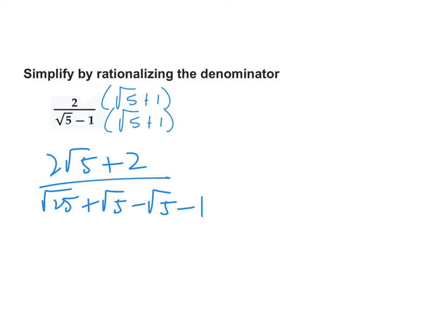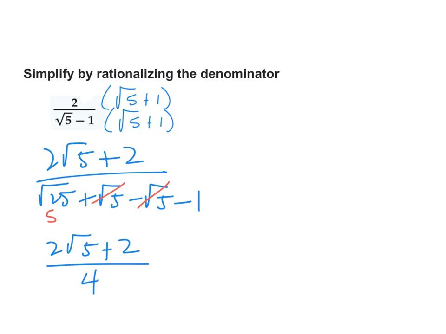So, on top, here's what you should have gotten, okay? 2 root 5 plus 2 on top. On the bottom, I multiplied it all the way out. Of course, the square root of 25 is 5. So in reality, what I have is 5 minus 1. Okay, and some of you stopped here. When it comes to reducing, some of us are still having some issues reducing a fraction that has multiple terms on top and only one term on the bottom.